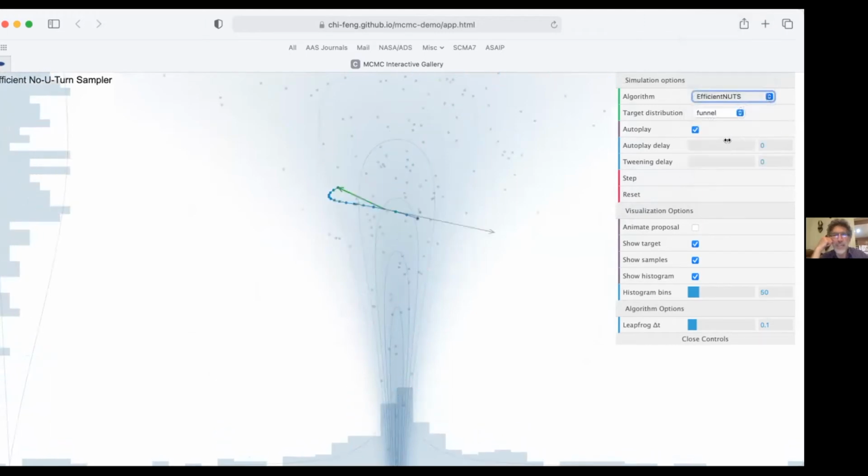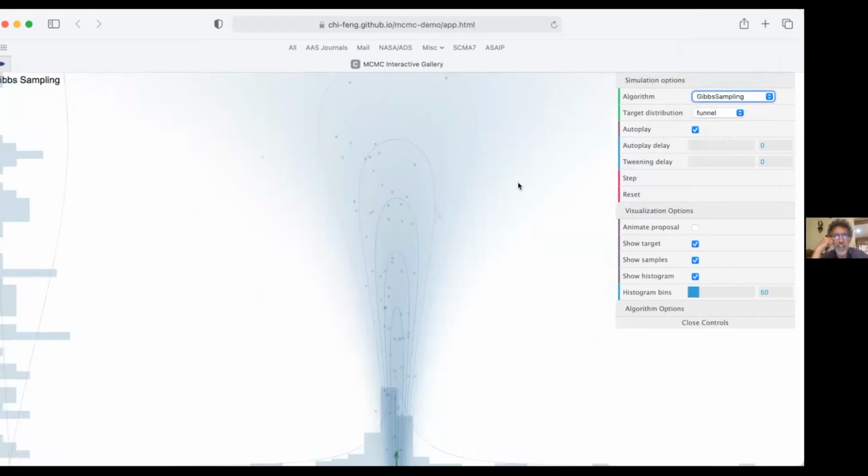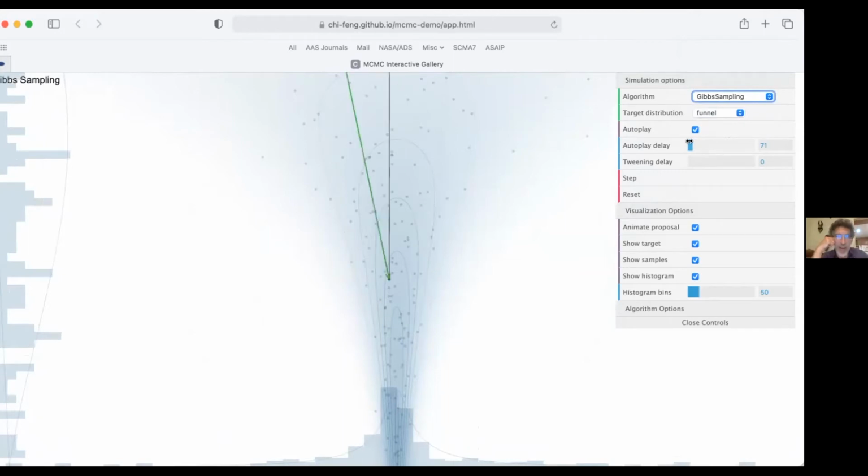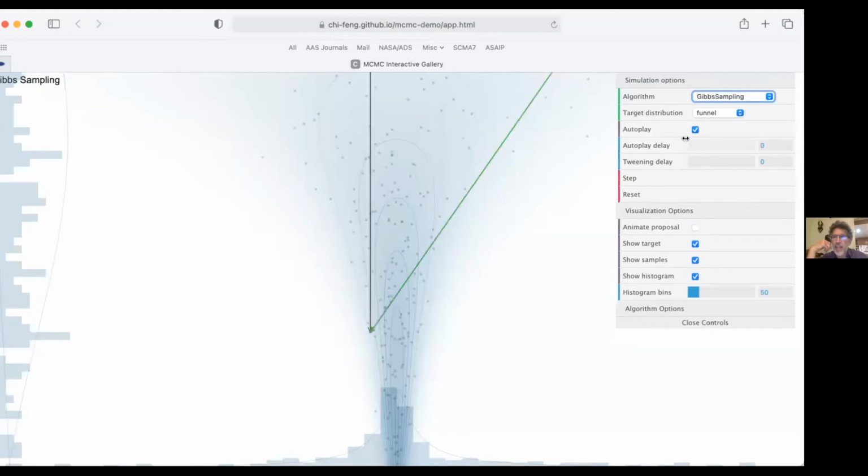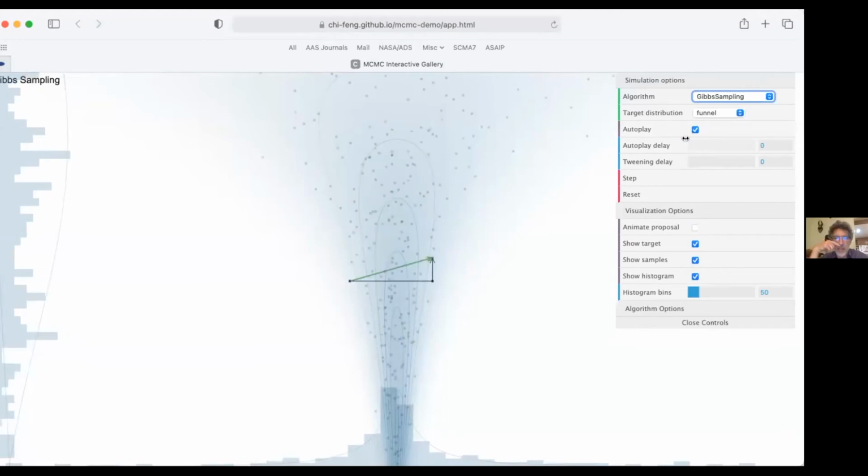Okay, let's look at a Gibbs sampler. You can see it's doing square things. It's doing each variable separately. And so it's not going at angles. It's going only in X and only in Y and making right angles. And so this is the most primitive Gibbs sampler. But even a primitive one will eventually do a job if it's not too complicated.